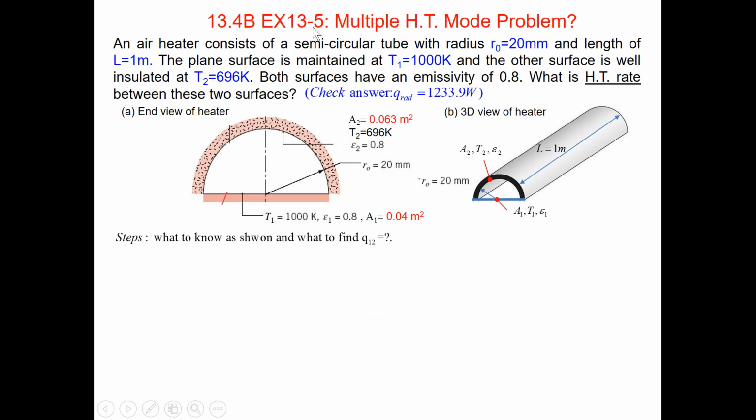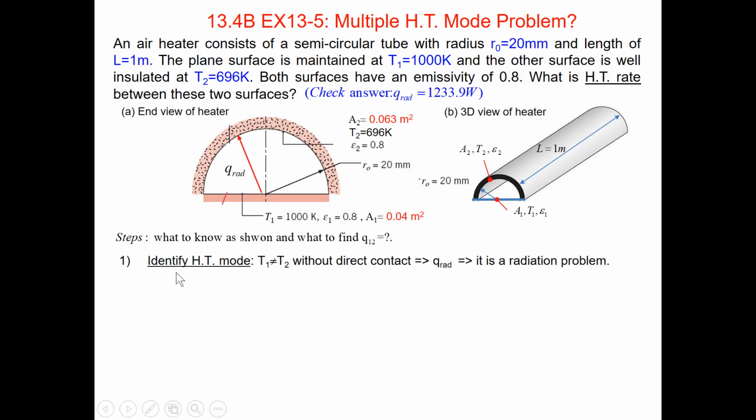B. Example 13-5. Multiple heat transfer mode problem? There is an air heater, which is a semicircular tube with radius of R0 and length of L. The plane surface A1 has temperature T1 and emissivity of epsilon 1. The circular surface A2 has temperature of T2 and emissivity of epsilon 2. We need to find the heat transfer rate between these two surfaces. That's what we know and what we need to find out.